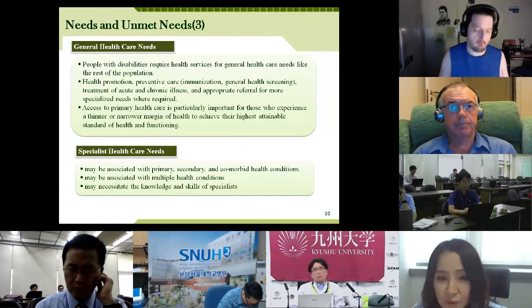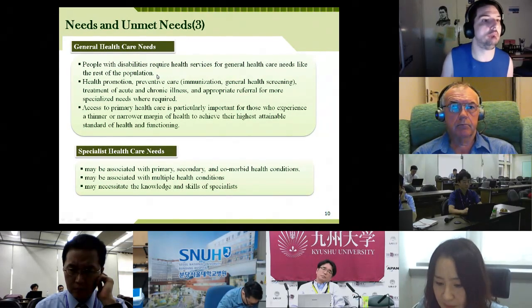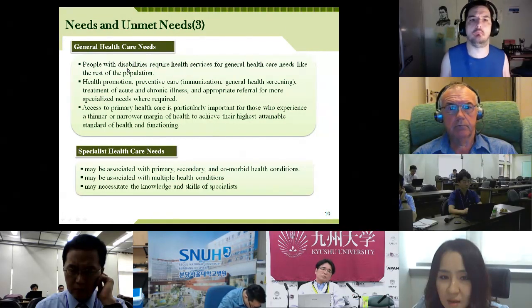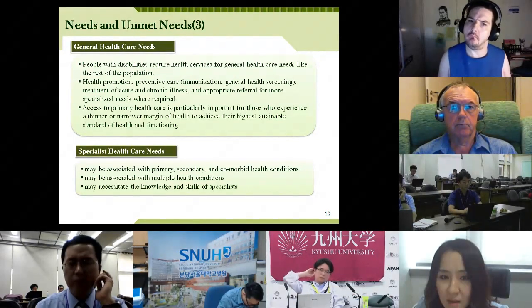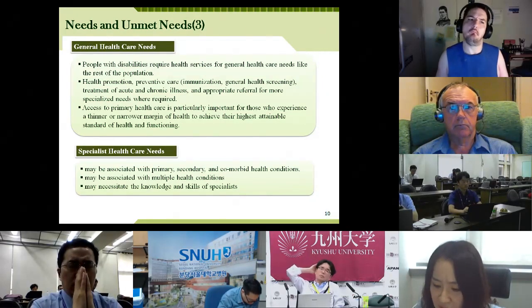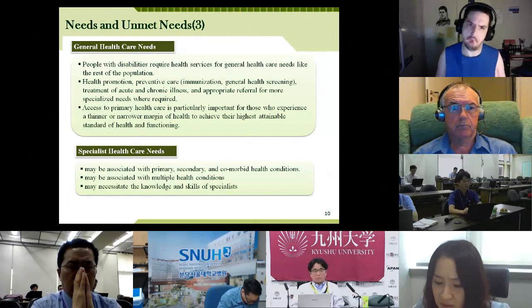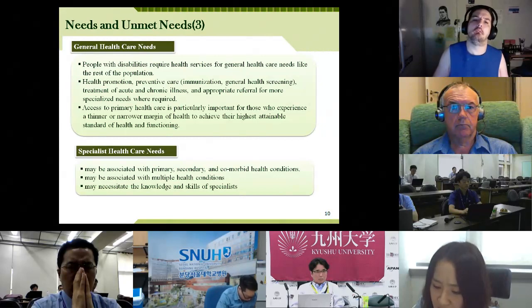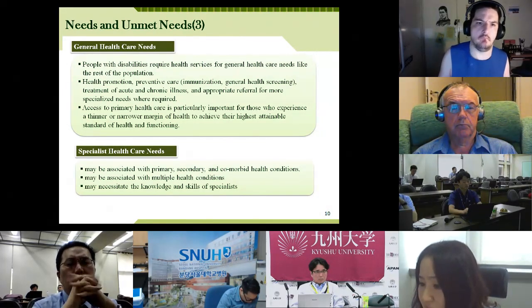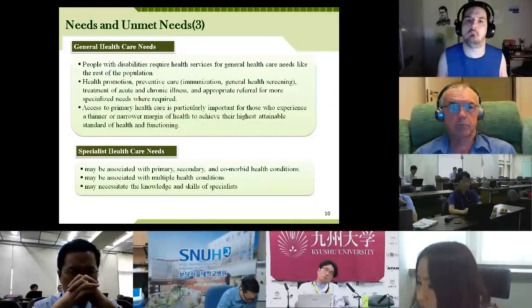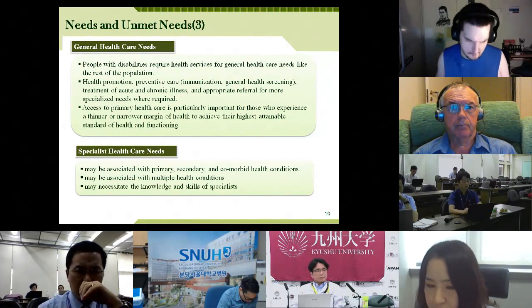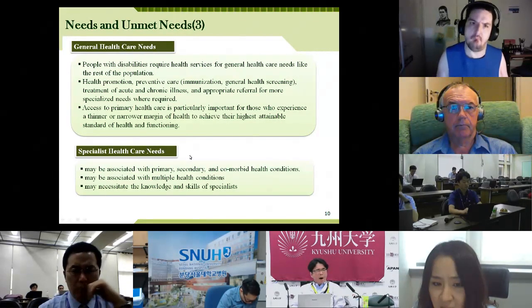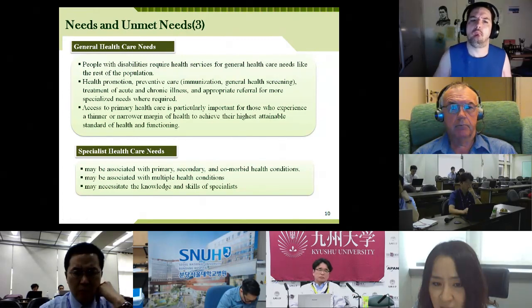People with disabilities need the following two types of services. People with disabilities require health services for general health care needs like the rest of the population. General health care needs include health promotion, preventive care, such as immunization, treatment of acute and chronic illness, and appropriate referral for more specialized needs where they're required. On the other hand, some people with disabilities may have a greater need for specialist health care than the general population.